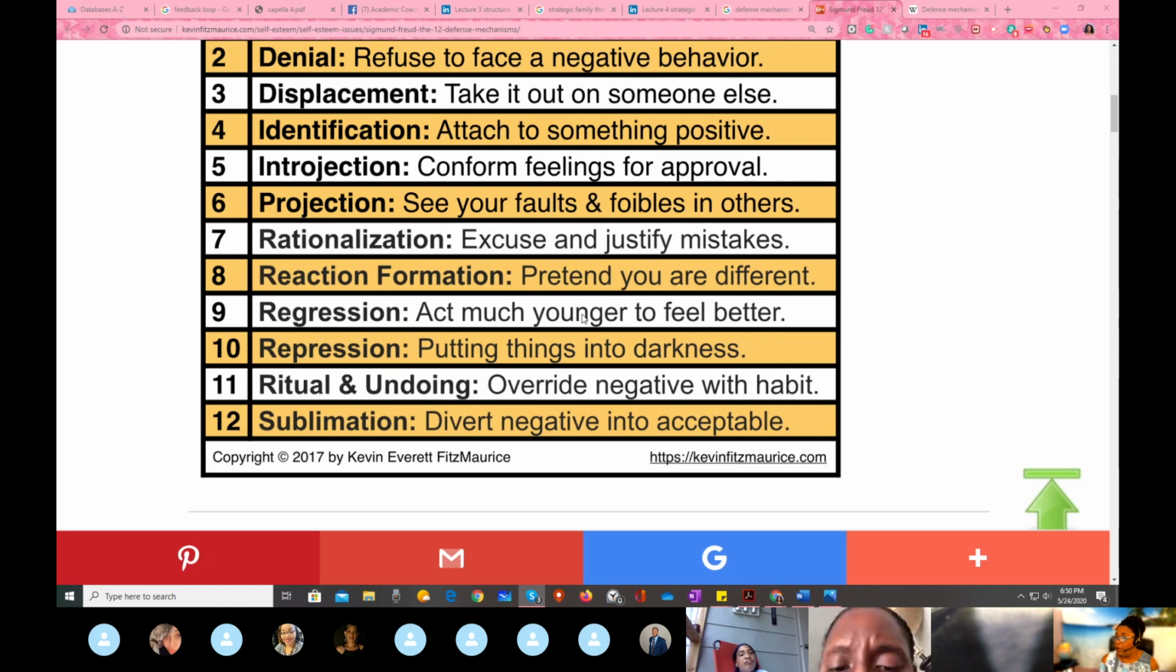Okay. Regression. I think you all know that one, especially when it's a little kid and he's acting like he has no sense.